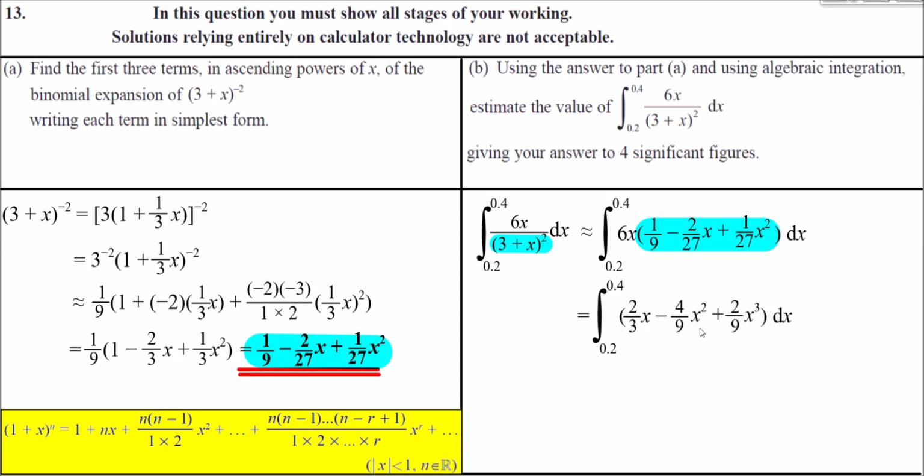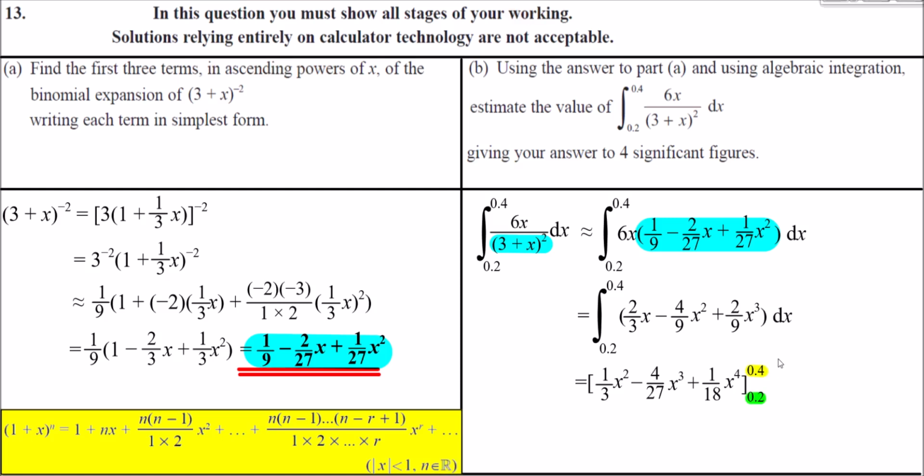This isn't too hard to integrate. All we need to do is add 1 to the powers and divide by those new powers. So 2/3 of an x integrates to 1/3 x squared, minus 4/9 x squared integrates to minus 4 over 27x cubed, and 2/9 x cubed goes to 1 over 18 x to the power 4, because x cubed becomes x to the power 4, and 2/9 divided by 4 is 1 over 18. And these are the two limits, higher limit 0.4, lower limit 0.2.